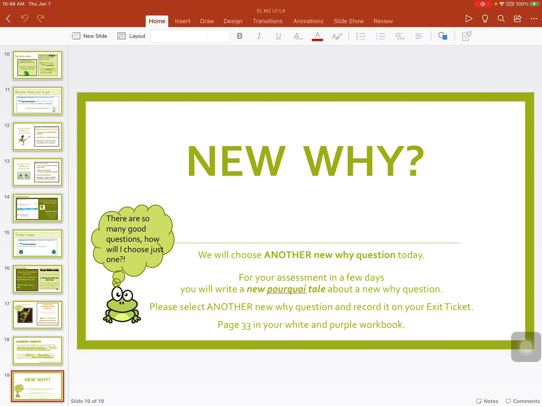Okay, our new why question. You're going to think of a new why question to fill out your exit ticket on page 33. So your new why question could be, why do frogs have spots? Why don't frogs have ears like we have? It could be anything you're curious about why. So think about your new why question and record it on page 33 in your workbook. If you don't have your workbook, you can do it in Seesaw. And take a picture and make sure it gets uploaded to Seesaw.